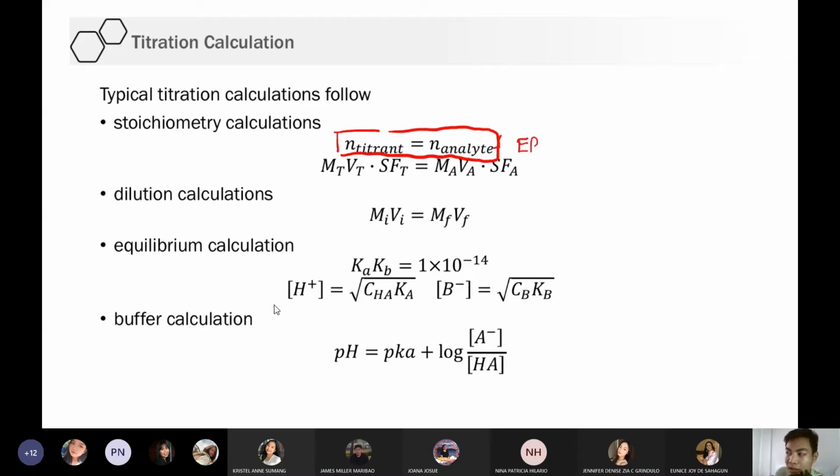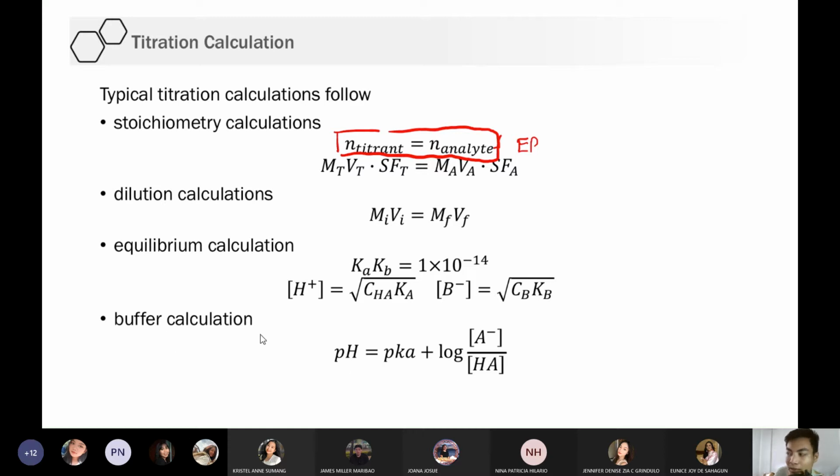Then, alam nyo rin dapat yung square root of KA times CA o kaya square root of CBKB. Okay. So, saan ginagamit to? Pag gusto mo alamin yung initial pH ng solution. Okay? So, yan. Or yung initial concentration ng inyong substances. Di ba ginamit natin to sa equilibrium? Okay? So, ibig sabihin, alam nyo na to gamitin. And then lastly, buffer calculation. Ito yung Henderson-Hasselbach equation. Okay?